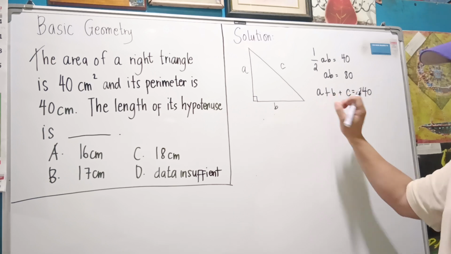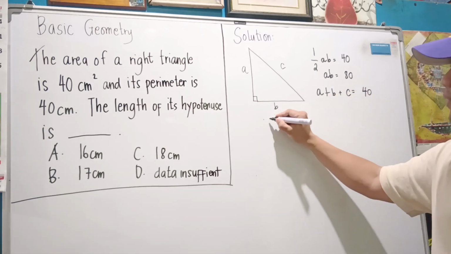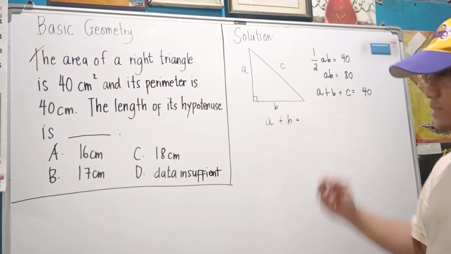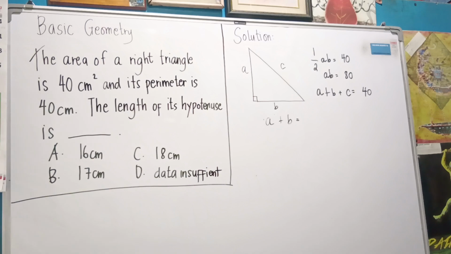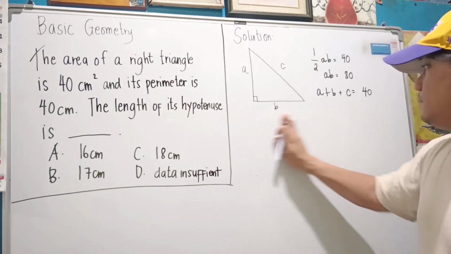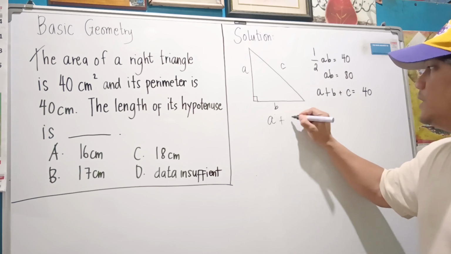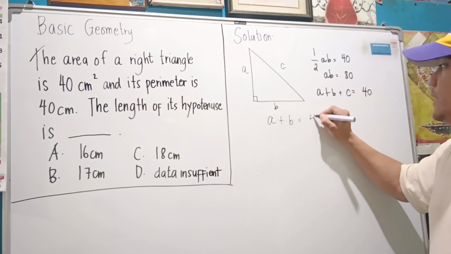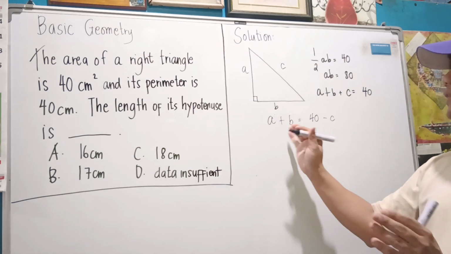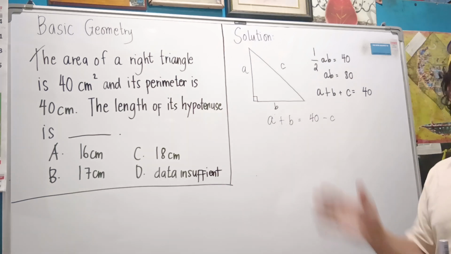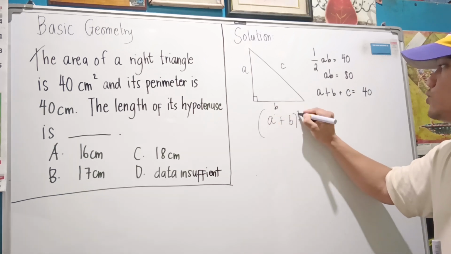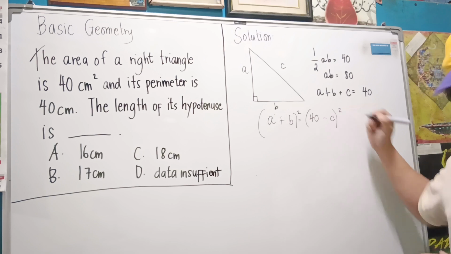So we have to isolate A plus B on the left side of our equation. I'll just replace my marker. Apologies, guys. So A plus B is equal to 40 minus C. So we want to eliminate A and B, and we already have AB. So what we can do is square both sides of the equation.